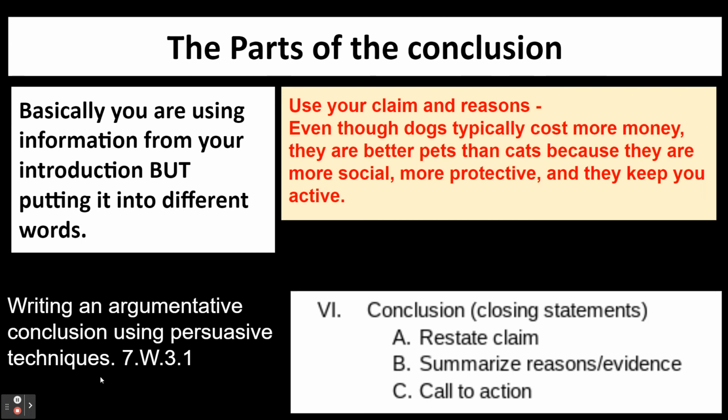So when we look at our claim and reasons for the dog and cat argument, this says, even though dogs typically cost more money, they are better pets than cats because they are more social, more protective, and they keep you active. So remember, that was the beginning. It was in the introduction. That's what the whole paper is going to talk about. There's going to be a paragraph about dogs are more social, a paragraph about they're more protective, and a paragraph about they keep you active.